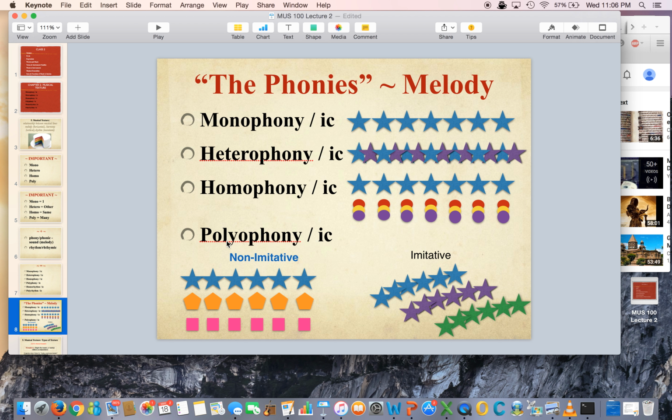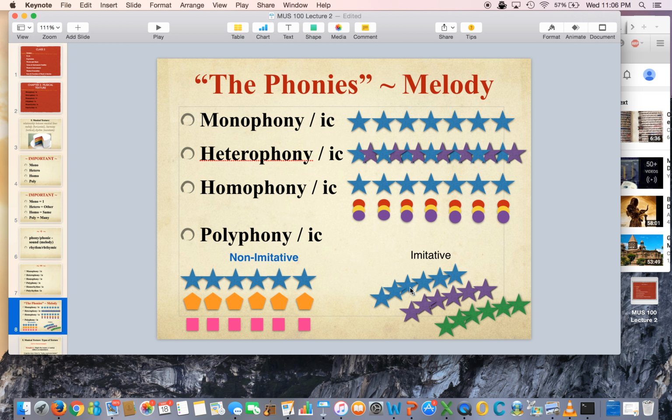Then there's polyphony, spelled wrong again, which means many melodies played at the same time. So you have 2 kinds of polyphony. Non-imitative means I'm doing a melody about blue stars, and a melody about yellow pentagons, and a melody about pink squares. 3 different melodies all at the same time.